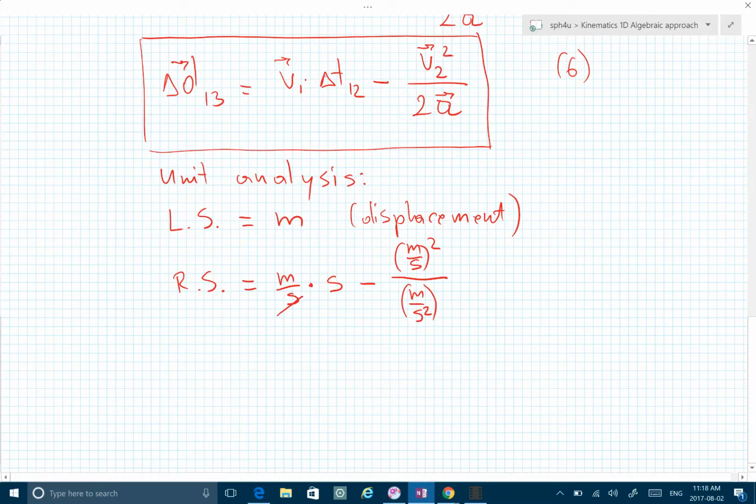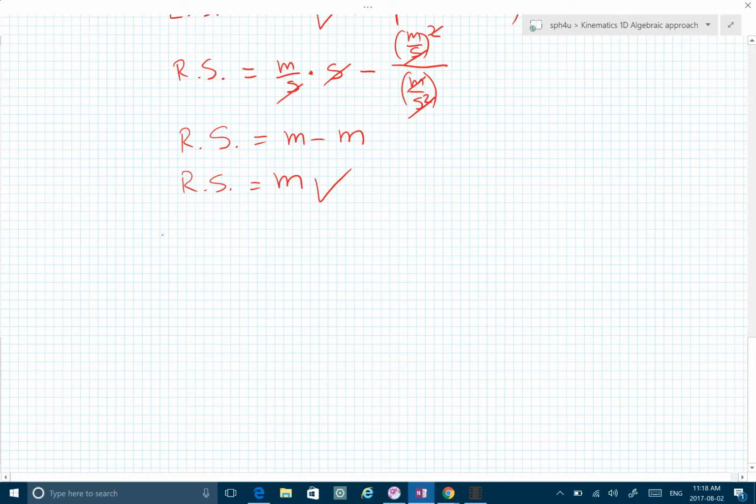At this point, I do what I do with regular variables. I cancel all the common variables. So the right side is meters minus meters, and of course, meters minus meters is meters, right? So which means I have the same units. So I'm good with unit analysis. I also expect a positive number, right? So I check very quickly. Because this minus here bothers me, but remember that the acceleration is negative, so I'm going to have overall a positive number. So at this time, I do numerical answer.